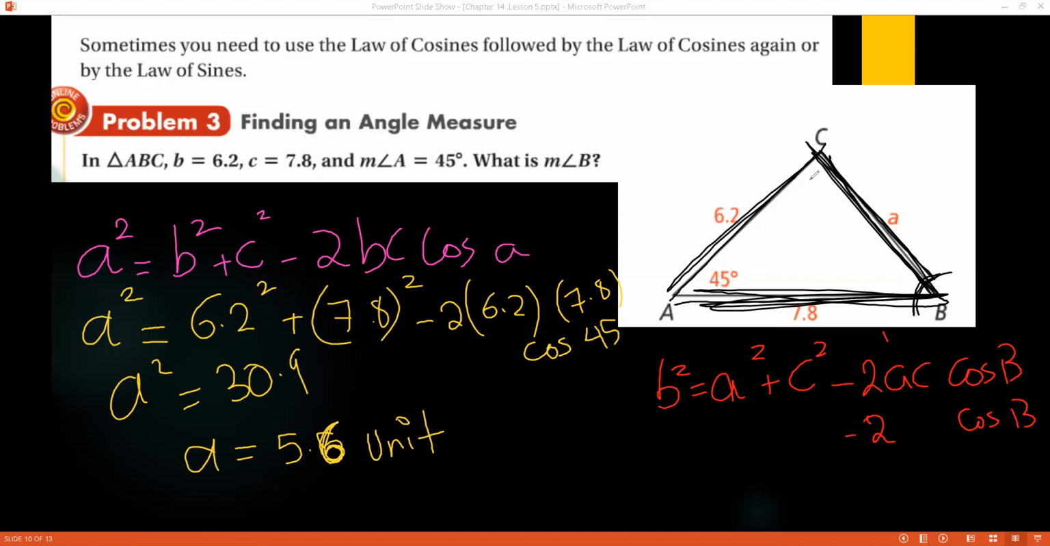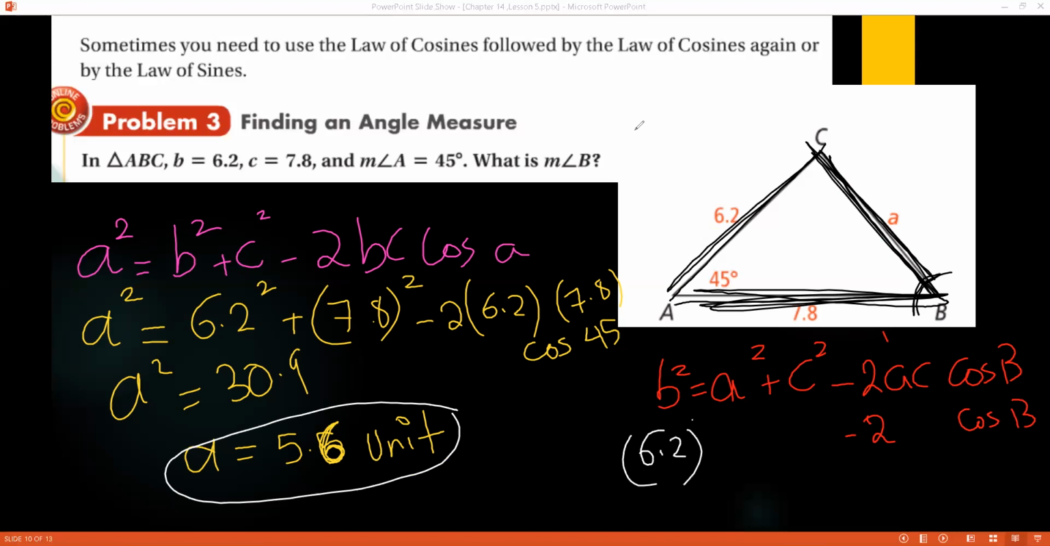If I know B and I know C, but I don't know A, I will use the law of cosine next to find A. After I found A, now here as 5.6 units, I will go again and use the law of cosine in order to find the measure of angle B. So I will say here B squared, which is 6.2 squared, will be A squared, which is 5.6 squared, plus C squared, which is 7.8 squared.